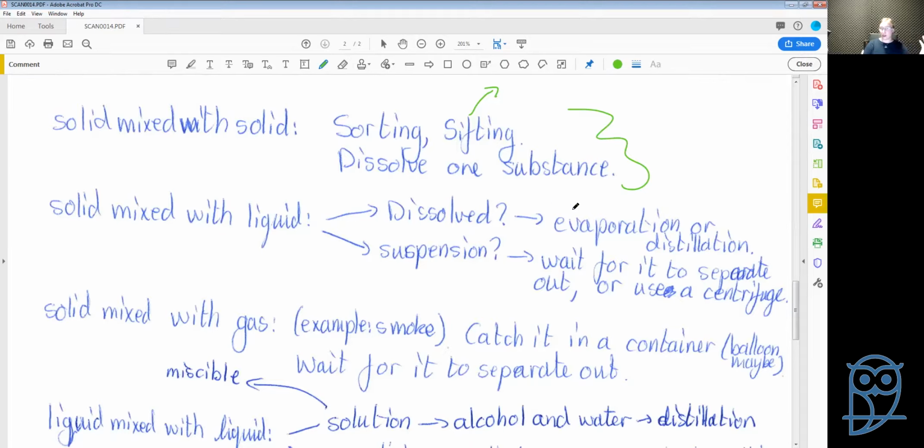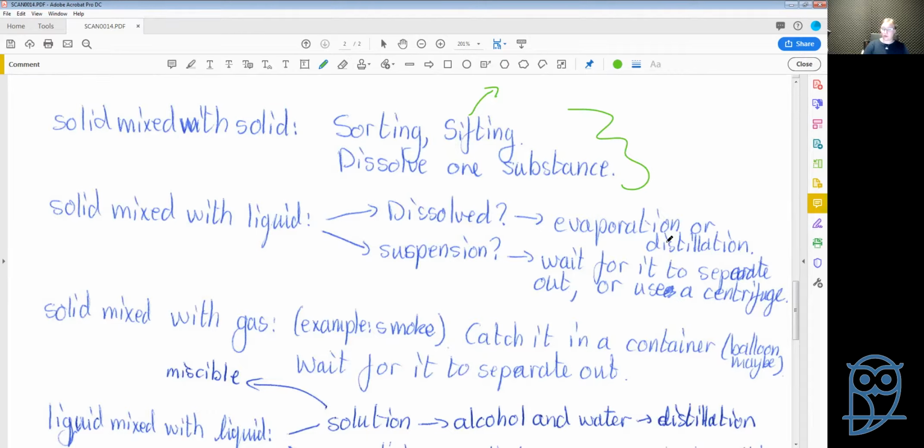So if it's dissolved, then we can use evaporation or distillation in order to get rid of the liquid. Evaporation would happen automatically. We just have to put it in a sunny spot and wait quite a while for all of the liquid to evaporate. We can boil it. Careful when adding heat. Adding heat could sometimes start a chemical reaction.